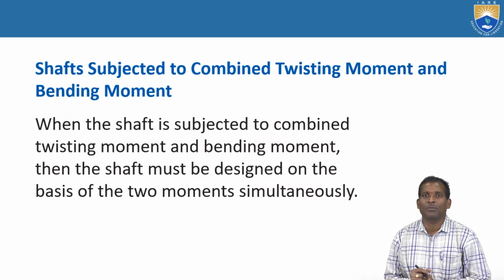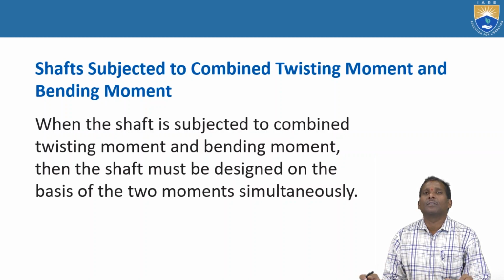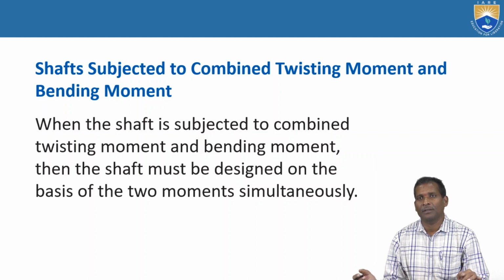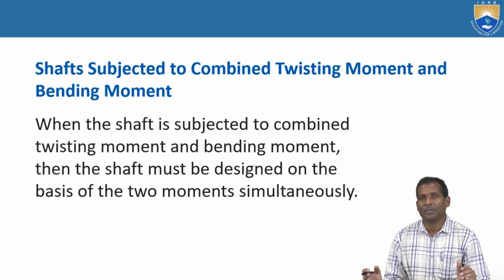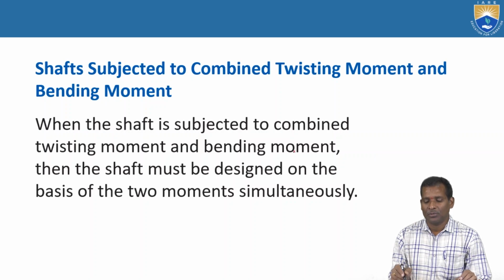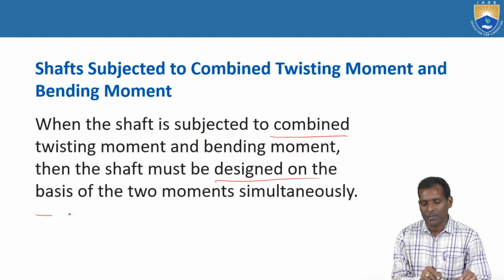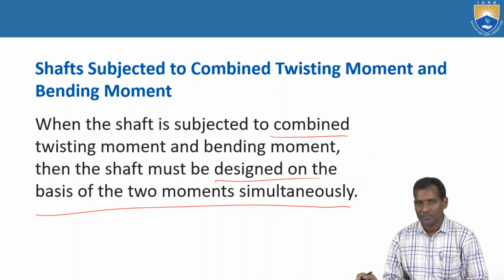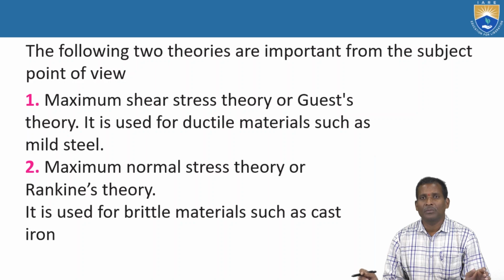Next, shaft subjected to combined twisting moment and bending moment. When the shafts are subjected to combined twisting moment and bending moment, sometimes many loads are acting on a shaft. In that case, it transmits torque, twisting moment, as well as bending moment. So in this case, you need to apply the principal stress theories. When the shaft is subjected to these combined loads, the shaft must be designed on the basis of two theories simultaneously. So based on two theories, you will calculate the diameter of the shaft.